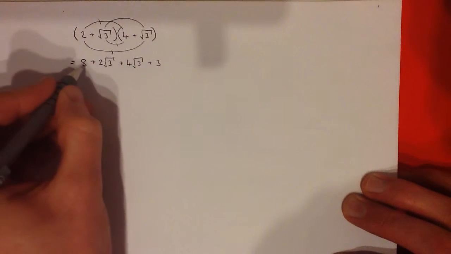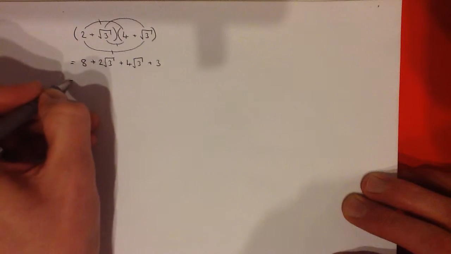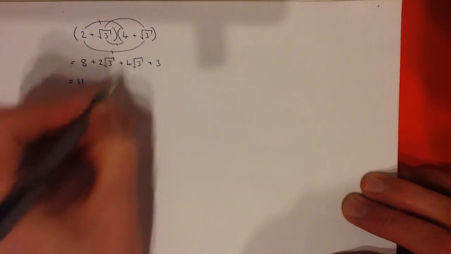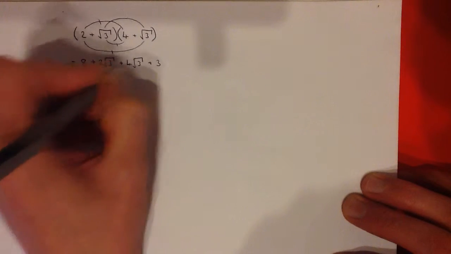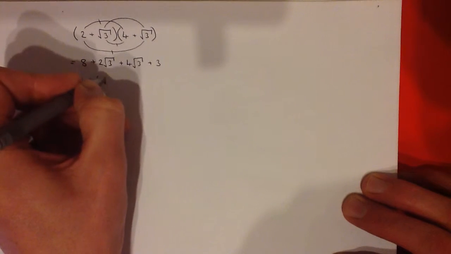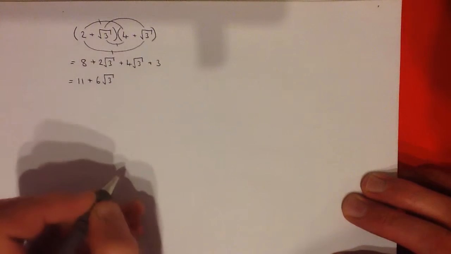We then collect like terms, so 8 plus 3 gives us 11, and then we count up the number of square roots of 3, so in total here we've got 2 and 4, so we've got 6 times the square root of 3. And that's our answer in this case.